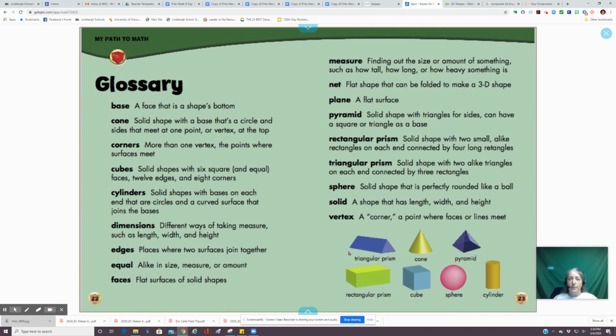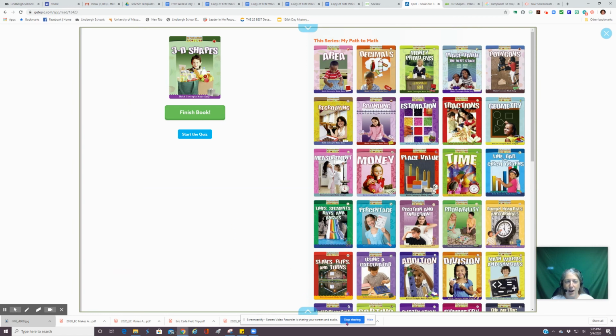All right, in the back of this book is that thing we've talked about a few times called a glossary, like a little tiny dictionary just for the words in this book. But this glossary is kind of cool because it also has pictures and names of some of the 3D shapes. All right, nice job with that book.